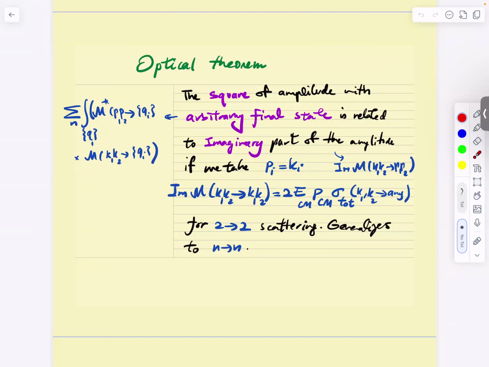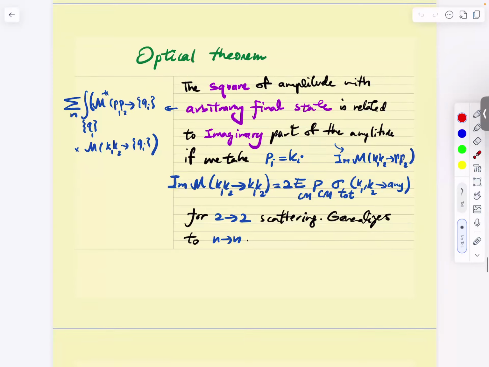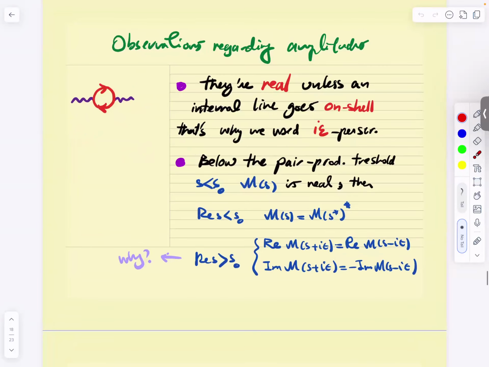This principle generalizes from 2 to 2 scattering to arbitrary N-to-N scattering. So let me summarize it and say a little bit more generally. It's an observation regarding amplitudes, which is a consequence of unitarity. Below the pair production threshold, the amplitude is real. Above it, it goes on shell, and then we have to use the iε prescription.